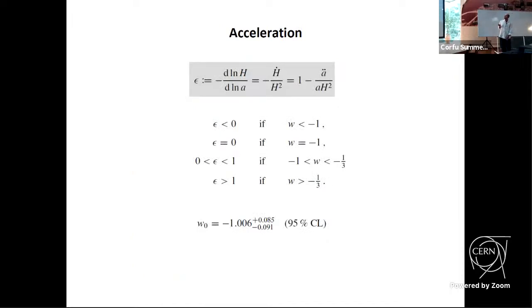to describe acceleration, it's very useful to introduce the so-called first slow-roll parameter, epsilon, which is minus h dot divided by h squared. And you have acceleration as soon as epsilon is smaller than 1. Sorry, smaller than 1. So you have acceleration when epsilon is smaller than 1, and deceleration when epsilon is greater than 1. When epsilon is negative, you have super-acceleration.